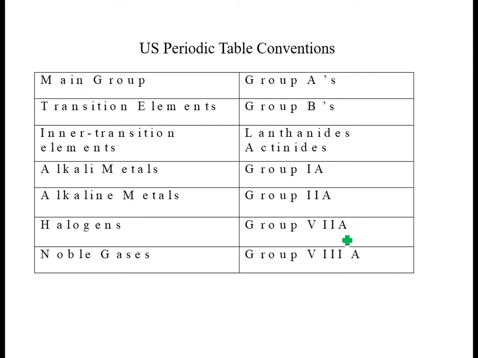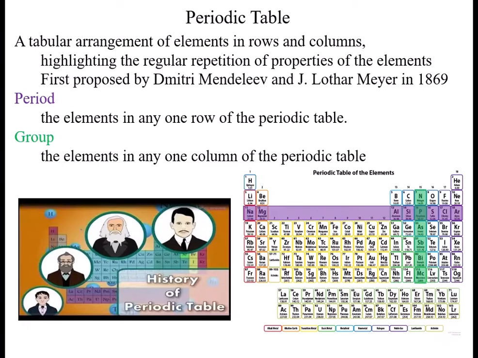Then you have the inner transition elements, which are the actinides and lanthanides. Those are down here. These are the ones that are featured down here on the periodic table. They would actually go over here, and all the transition elements would scoot to the right by 14 elements. So here's the lanthanides, and here's the actinides.